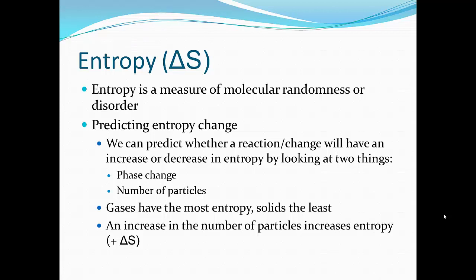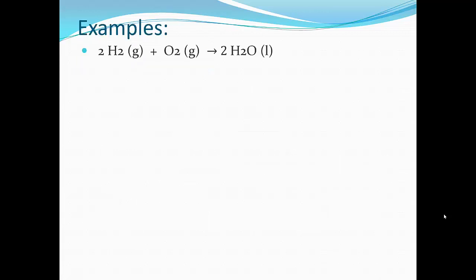Gases have the most entropy, and solids have the least in terms of phase. Liquid and aqueous are pretty much the same. I would say aqueous probably a little bit more because there's more particles dissolved. An increase in the number of particles also increases entropy, or is called a positive delta S, because the more particles you have, the more likely they are to be random. So let's look at a couple examples.